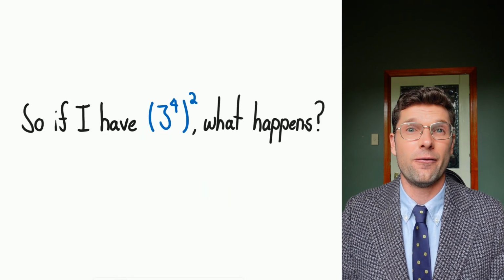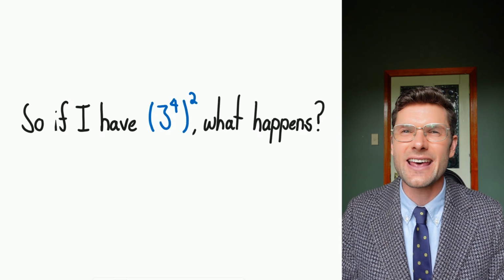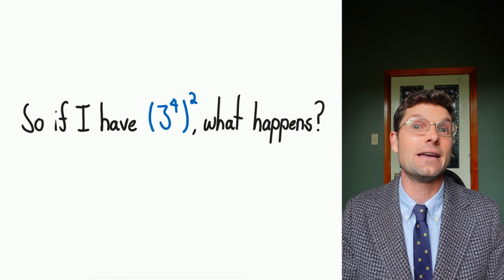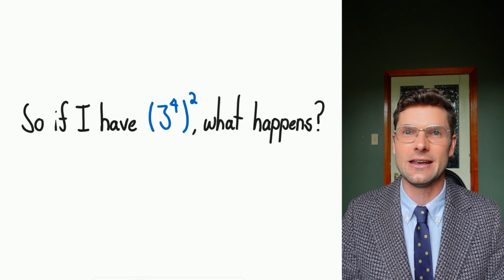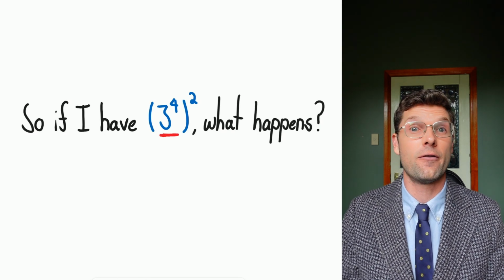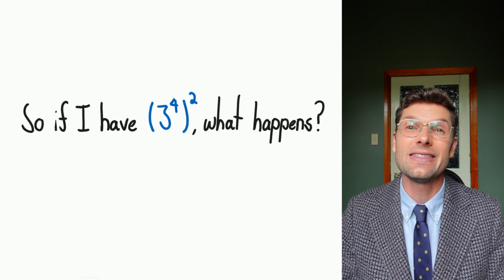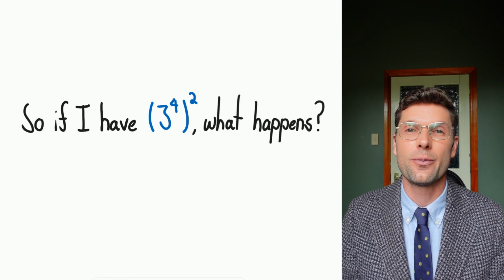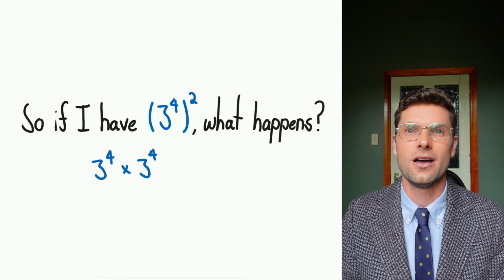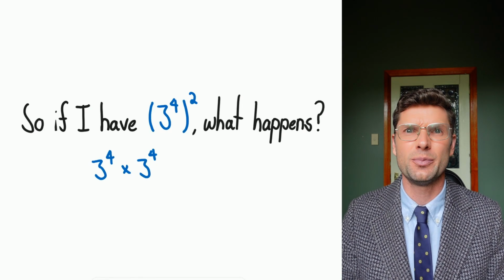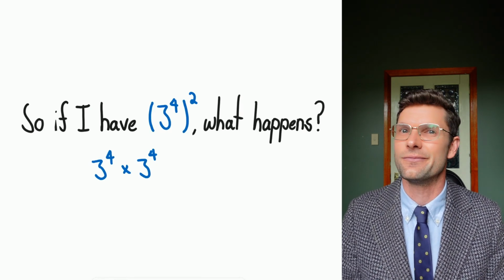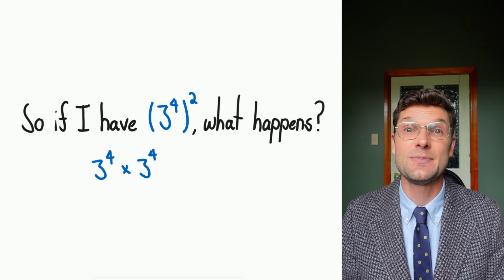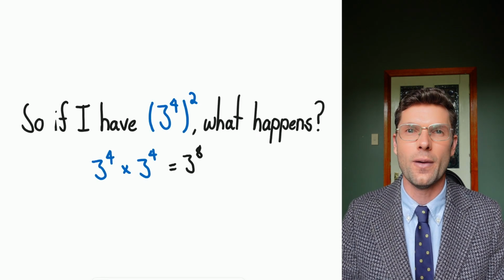So if I've got 3 to the power of 4, brackets all squared, what's that actually saying? The same conceptual idea of the base being multiplied by itself still appears. So if I've got 3 to the power of 4 to the power of 2, that means I've got 3 to the power of 4 times by itself. So 3 to the power of 4 times 3 to the power of 4. Now all I've got to do is use my multiplication skills that I learned in the last lesson. As long as the bases are the same, I can just plus the little numbers. This becomes 3 to the power of 8. Full marks.